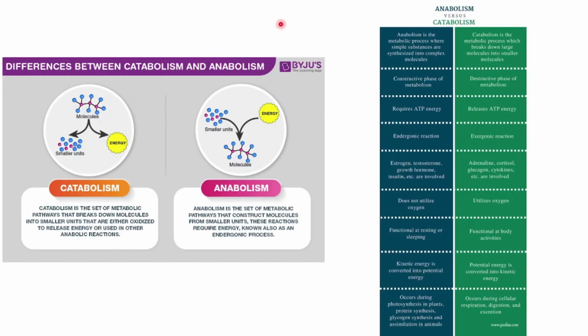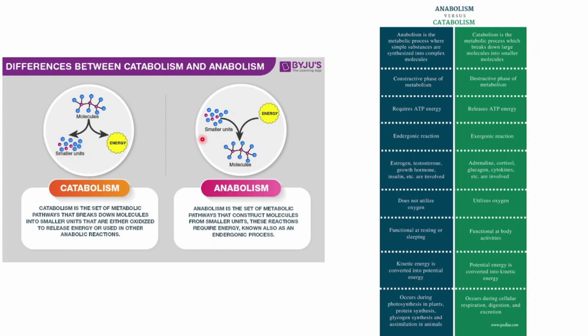So if we talk a little bit about the difference between catabolism and anabolism, catabolism is a set of metabolic pathways that breaks down molecules. So you can see this is a molecule and it's being broken down into smaller units while releasing energy. But just remember that catabolism means breakdown. That's it. That will be easier to remember. These smaller units are either oxidized to release energy or used in other anabolic reactions, another synthesis process.